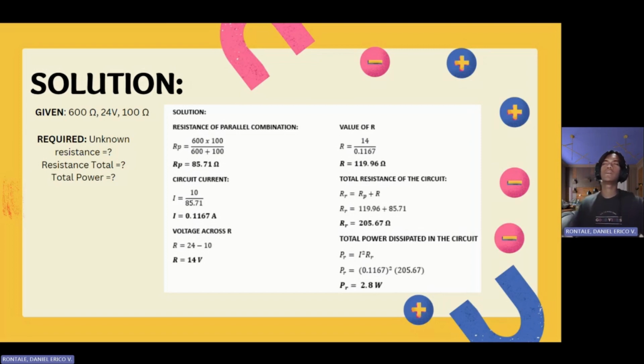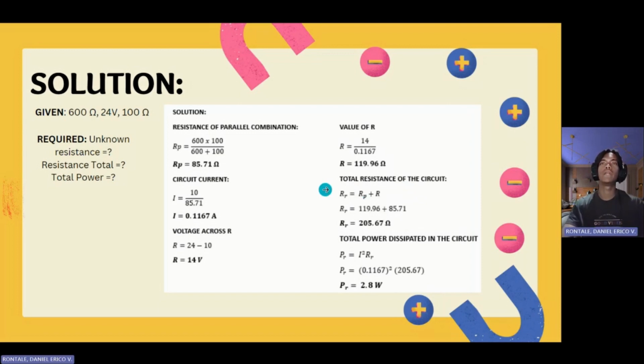For the value of R, we need the value of the voltage across R, which is 14 volts, and the circuit current, which is 0.1167. Now, we divide 14 divided by 0.1167, which gives us 119.96 ohms.